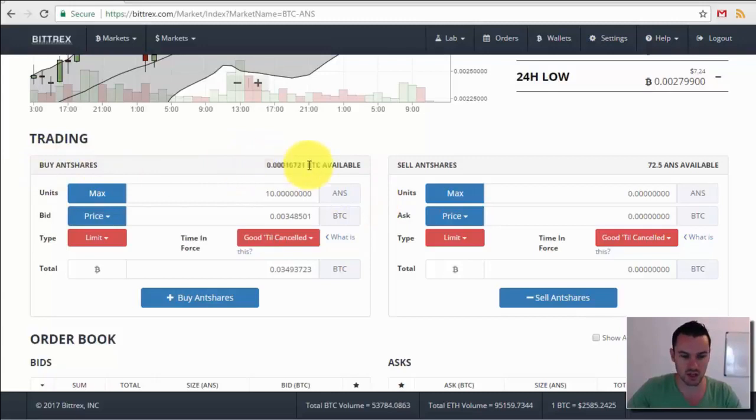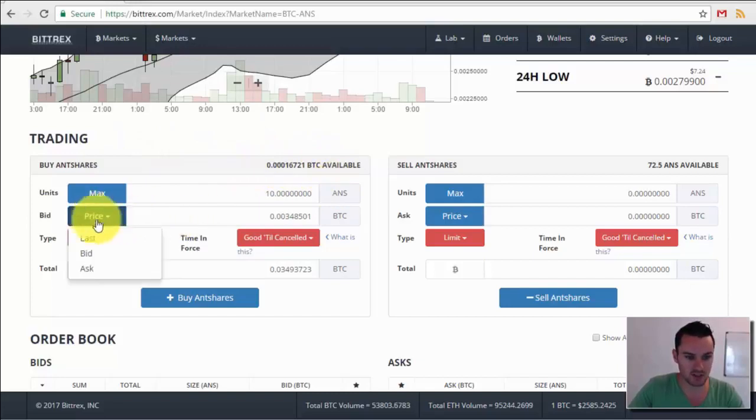Now, as well as that, you will see my BTC available here is pretty much nothing. So at the minute, I need to get more Bitcoin into the exchange later on because I put it all into ant shares this morning. Well, over yesterday and today. And so I need to put in more Bitcoin to be able to buy more. And when you have more Bitcoin in, it will appear here.